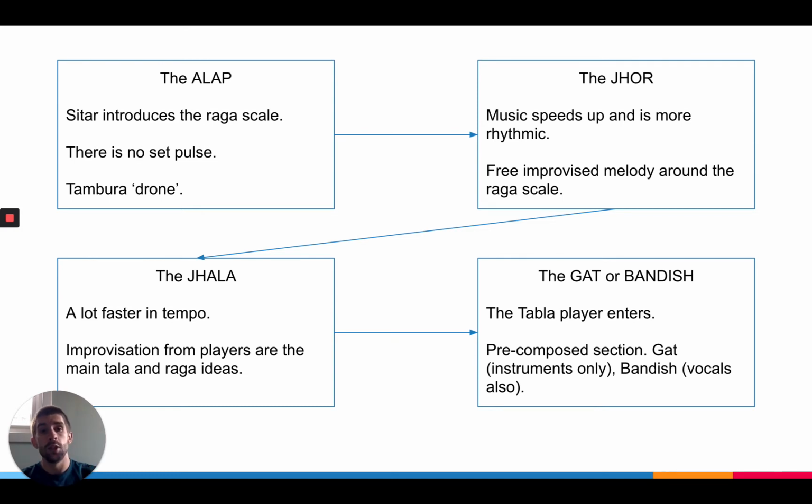The second section is called the jhor, and the jhor is where the music speeds up a little bit. It's a bit more rhythmic. It's still not a defined sense of pulse. And there's a free improvised melody around that raga scale, and the improvisation is again done by the sitar. So this is slightly different, but not much different. So let's have a look at this.